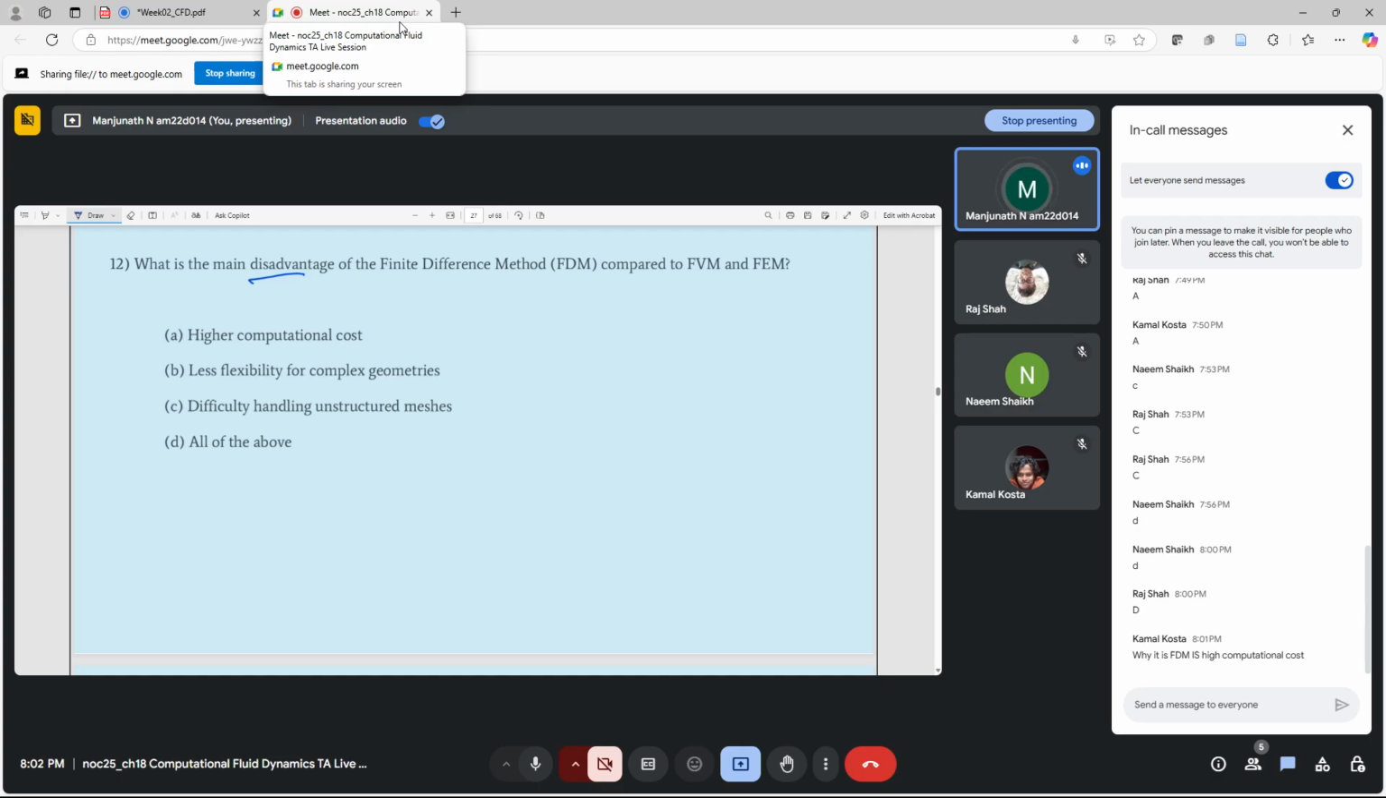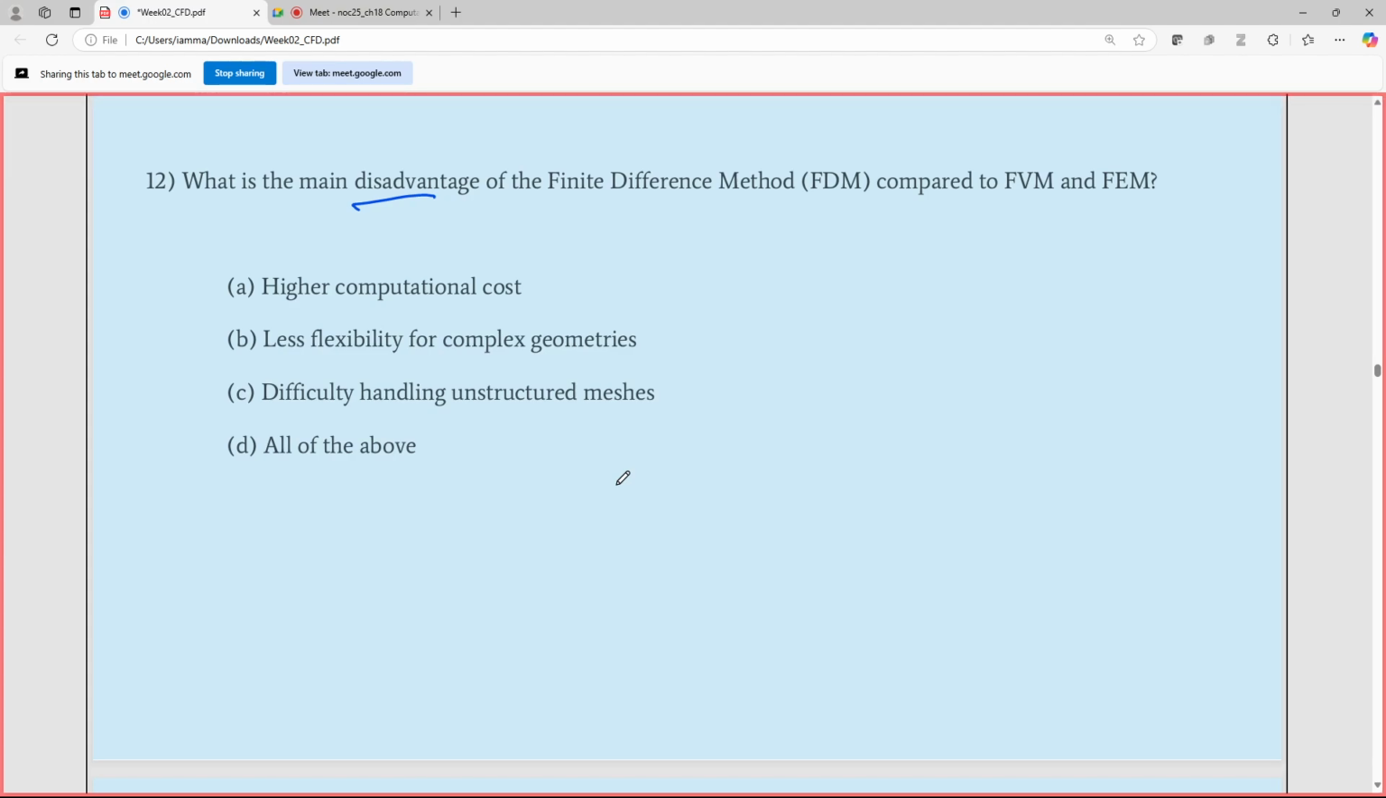There is a question of why FDM would have high computational cost. As such, you can't say that FDM has higher computational cost; it depends on the geometry. But here the question is a comparison with the finite volume method and finite element method. In finite difference method, for a complex geometry, suppose we have some irregular geometry, then while meshing, finite difference method needs structured meshes. To get a structured mesh for this particular domain is itself difficult, and again we have to find normals in all the directions.